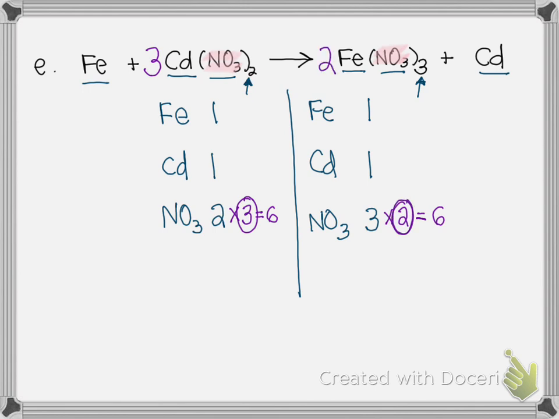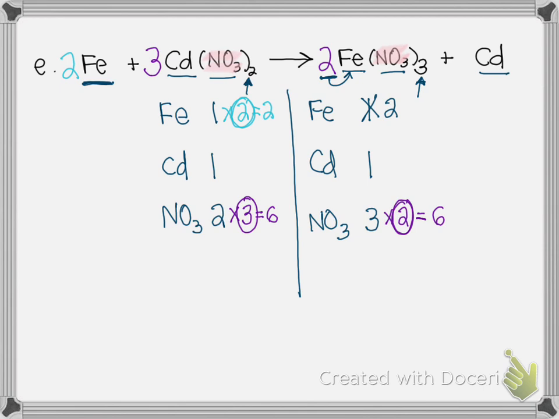Now, when I do that, I changed my iron and my cadmium. So let's go back to my iron. So now I still have 1 on the reactant side, but now because of this, I multiply. So this side has 2. So then what I would do is multiply this side by 2. That's my coefficient, and the 2 goes in front of the iron there. So now I have 2 irons on both sides.